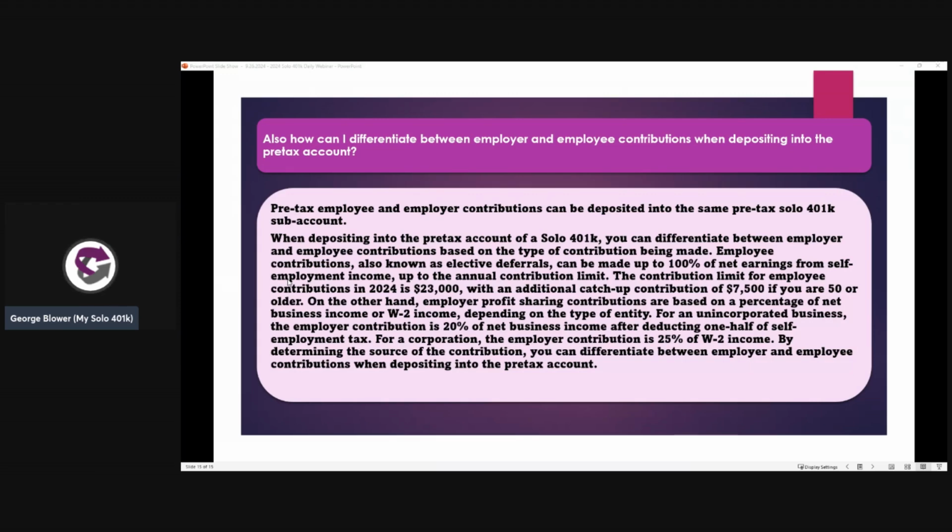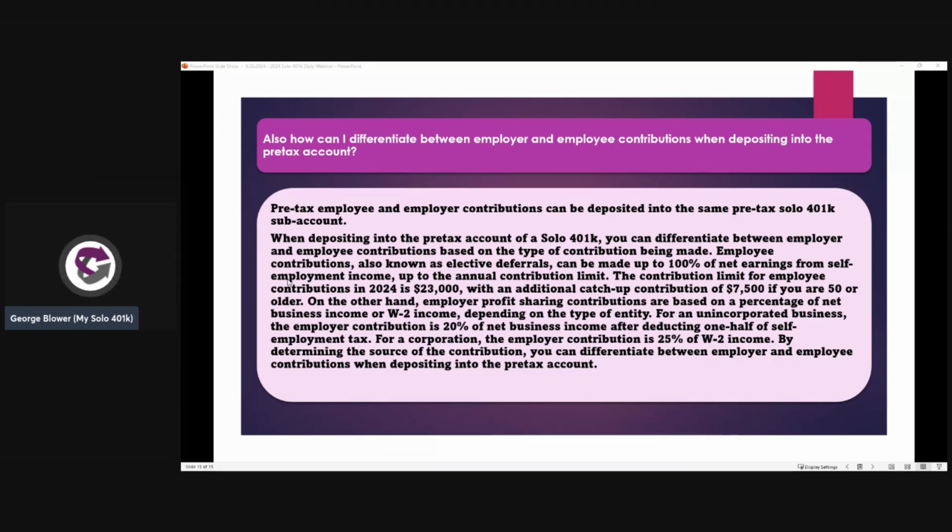of contribution being made. For example, employee contributions, which are also known as elective deferrals, can be made up to 100% of net earnings from self-employment income. So in other words, 100% of your self-employment compensation, dollar for dollar, up to the limit, which is $23,000 for 2024, or an additional $7,500 if you're 50 or older.